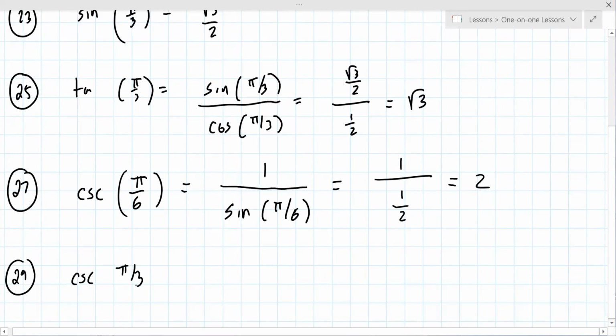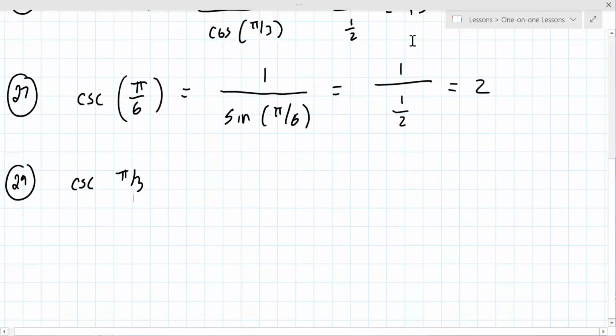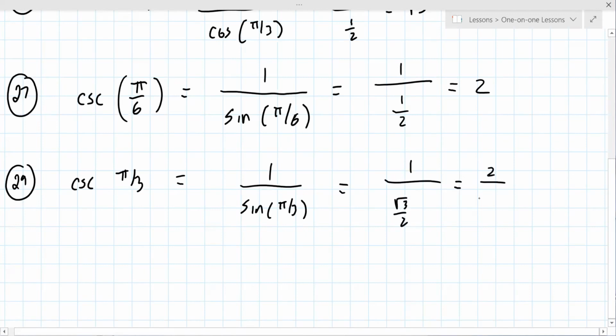All right, so we got cosecant pi over 3. The cosecant of pi over 3 is 1 over the sine of pi over 3. The sine of pi over 3 is the square root of 3 over 2. So this is 2 over square root of 3. And when you rationalize this, you get 2 square root 3 over 3. Yeah. All right, so up to 33.